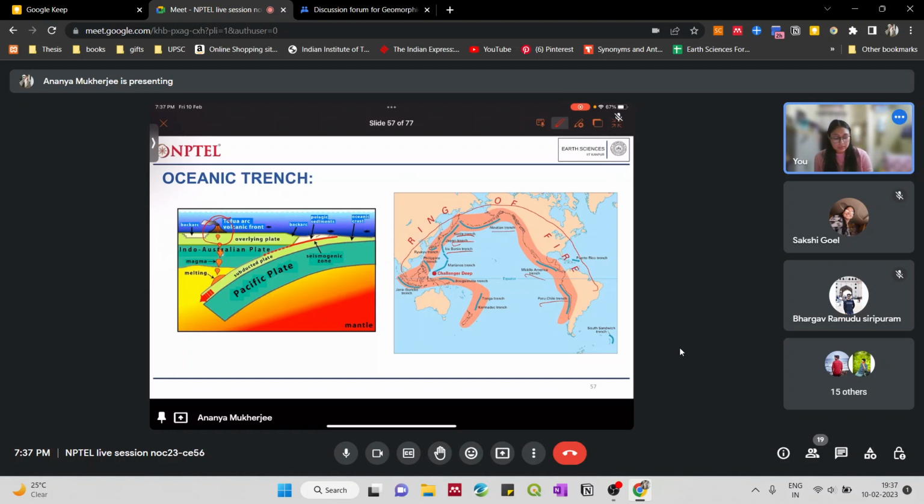So this is another cross section of where a trench is being formed. The overriding plate, the trench will be formed at this kind of a position.